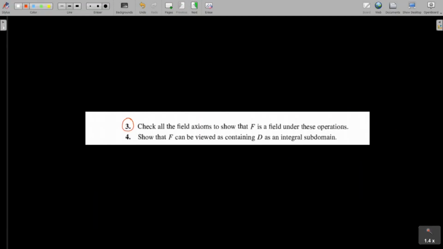Now it is enough to show that F can be viewed as containing D as an integral subdomain. I think it is better to prove that in the next video. Let us stop here.